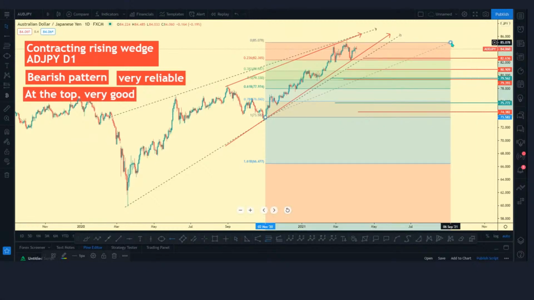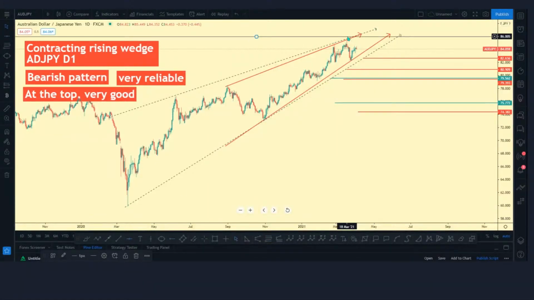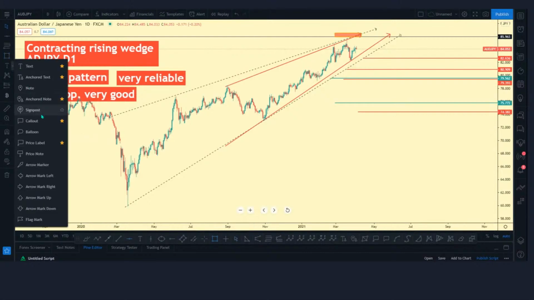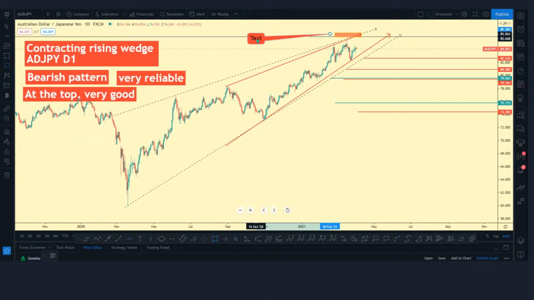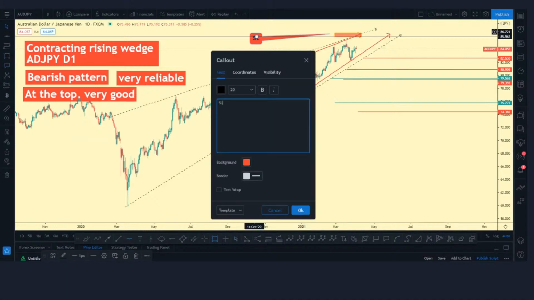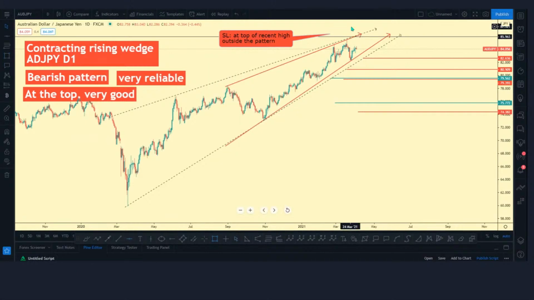Stop loss, of course, at the top right here, guys. So your stop loss has to be at the top, outside of the pattern right there. This was the stop loss right here. So stop loss above the recent high, outside the pattern. So let's type this one. I'm going to type SL, top of, outside the pattern. I'm going to remove this so it doesn't confuse you guys. Also, I'm going to remove this line. So basically, that's it.